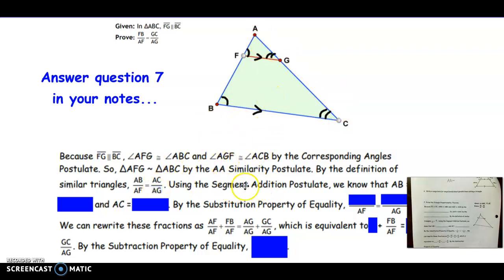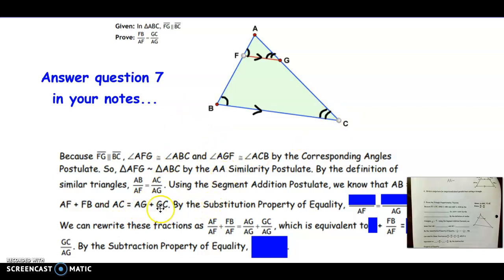Now, using the segment addition postulate, remember we have a segment addition postulate and an angle addition postulate, and all it says is the parts add up to the whole. So AB is my whole. What are the parts that add up to get AB? That is AF and FB. So AB is equal to AF plus FB. The other side, AC is the whole, the parts are AG and GC. So AC is equal to AG plus GC.